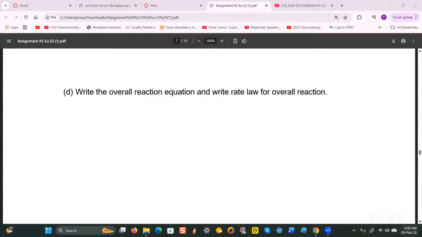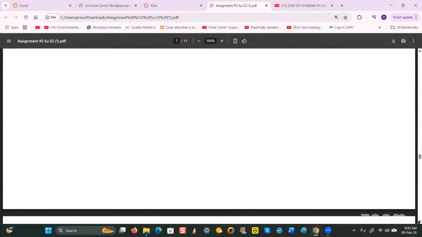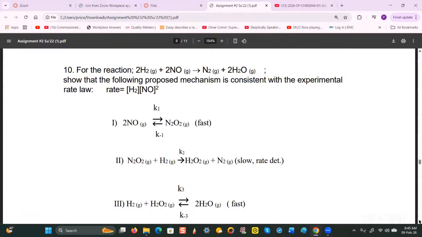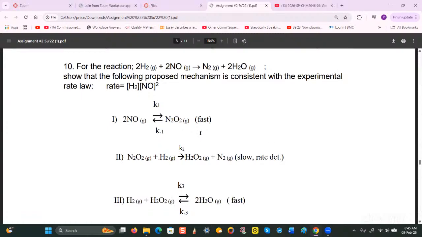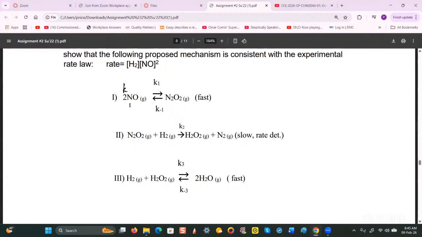In the case of number 10, you're given a proposed mechanism for this reaction right here. And there's another correction I need to make, another typo. Let me just include that. There should be a k here, so please include that in your assignment. Now, in this question, they gave you the overall equation, and they gave you a proposed mechanism. So this is the mechanism right here.